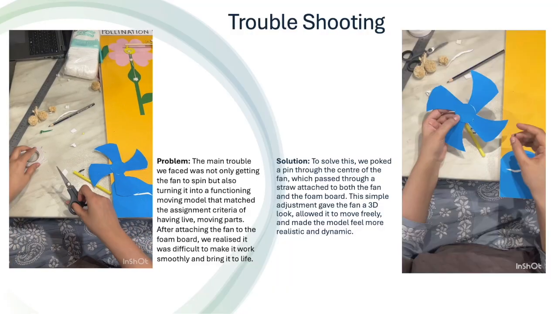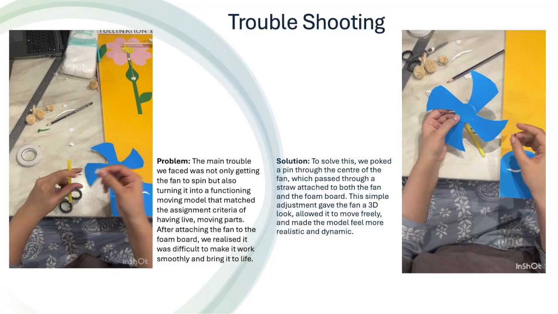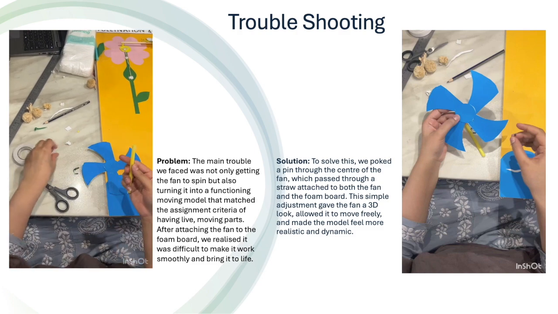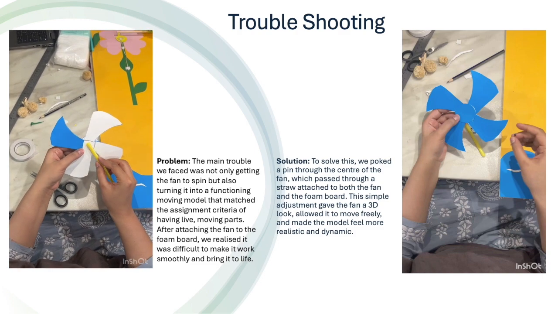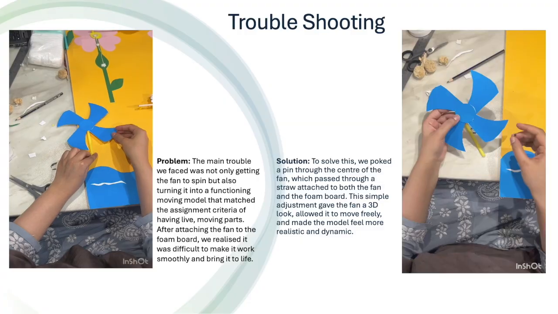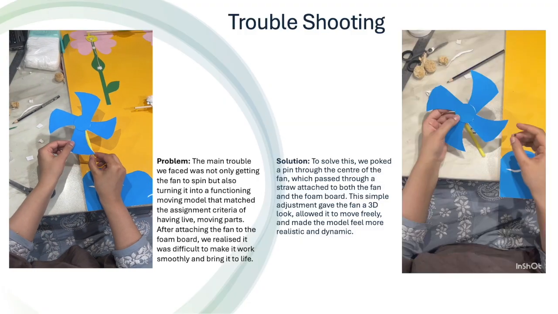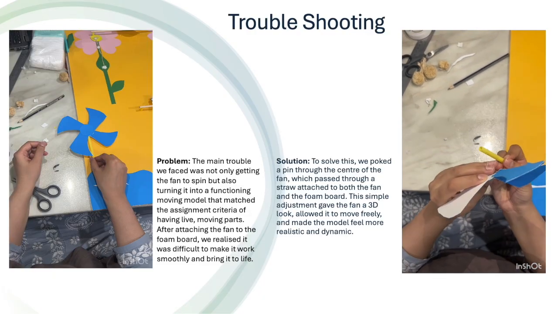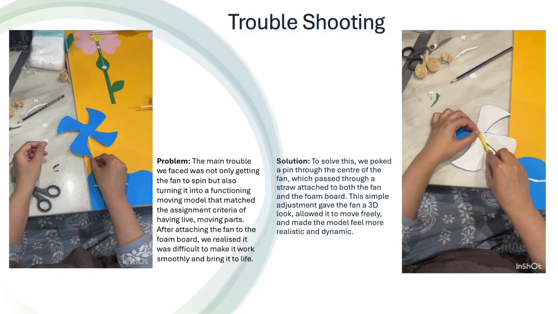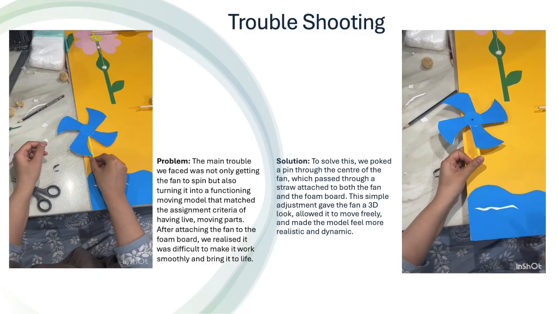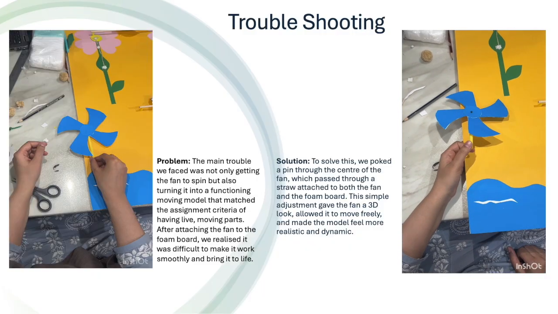The main trouble we faced was not only getting the fan to spin, but also turning it into a functioning moving model that matched the assignment criteria of having live moving parts. After attaching the fan to the foam board, we realized it was difficult to make it work smoothly and bring it to life. To solve this, we poked a pin through the center of the fan, which passed through the straw attached to both the fan and the foam board. This simple adjustment gave the fan a 3D look, allowed it to move freely, and made the model feel more realistic and dynamic.